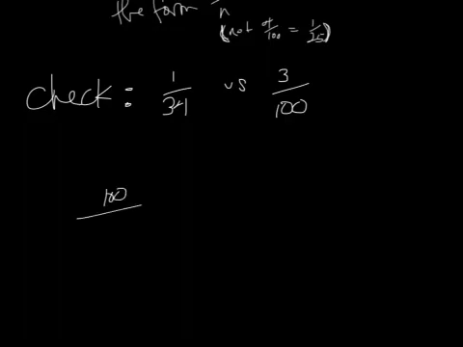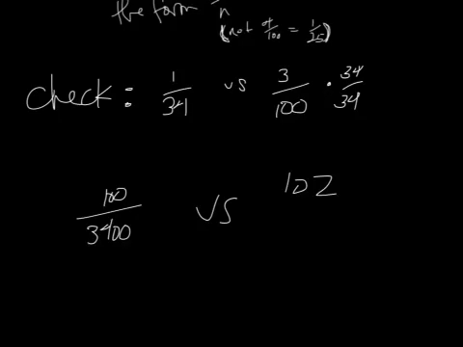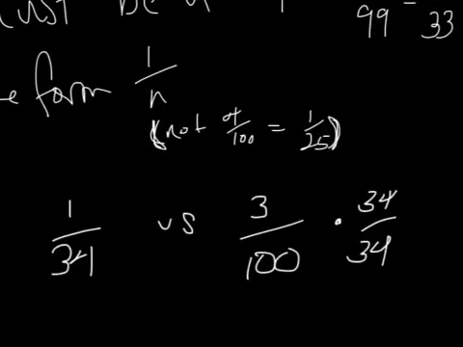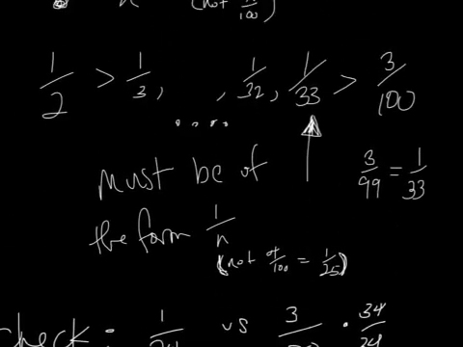100 over 3400. That one is easy. Versus, how do I make this one have a denominator of 3400? Times 34. Right. And what do I say 3 times 34 is? 102. Yeah. Okay. So in fact, this is smaller. So we found that critical dividing line, and it is in fact where we picked.